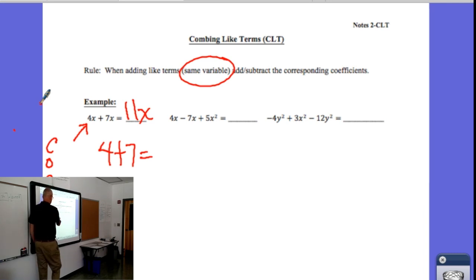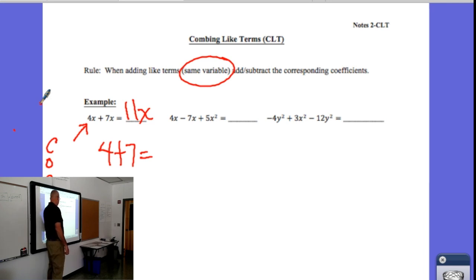3. 4x. What else? 7x? No. Negative 7x. And 5x squared. Okay? This is very important, guys. Negative 7x. You do not forget the symbol that is in front of the number, or the coefficient. Okay? Never. Especially when you are combining like terms.